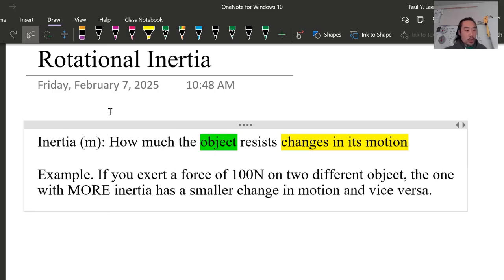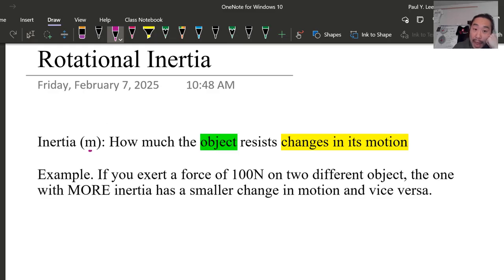Let's begin. Let's formally define inertia. We didn't really do this back in Unit 2 with forces, but inertia, which we represent with the variable m, is how much the object resists changes in motion. And you'll see that I highlighted two different parts because even though we describe inertia as m, which is mass, and we can see object, right? We usually say object is m. Inertia itself is a two-part component, okay?